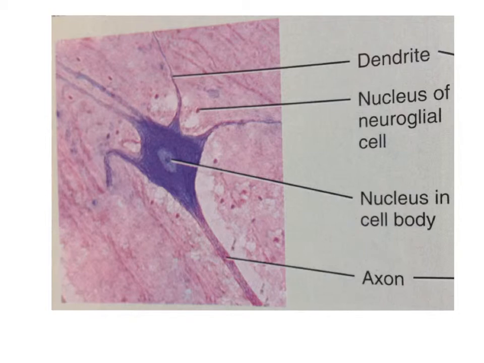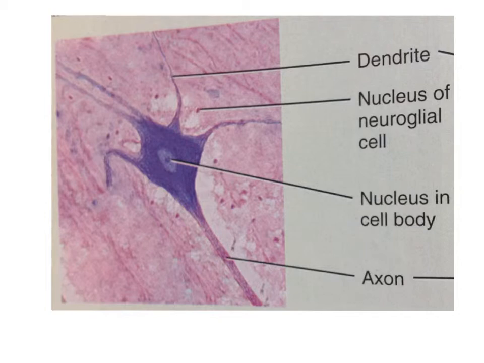Surrounding the neurons are a variety of smaller cells called neuroglia, or neuroglial cells. The neuroglia help protect and support the neurons. They don't play a role in the conduction of the nerve impulse. We're only going to focus on the structure and function of the neuron in this podcast.